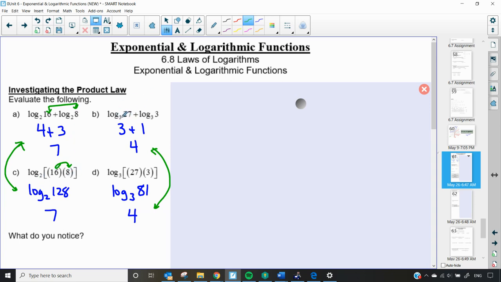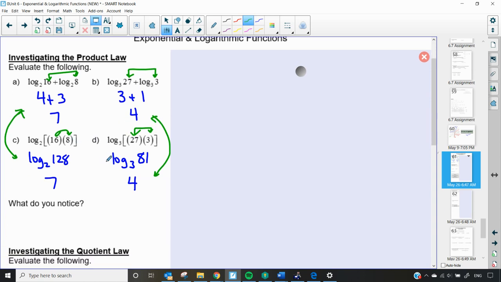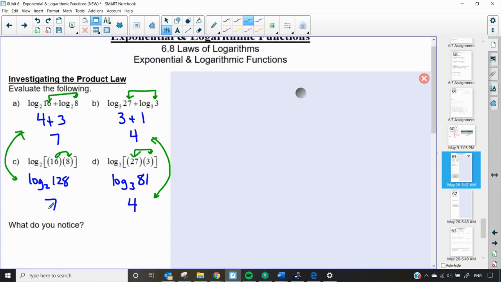And then over here we have log base 3 of 27 plus log base 3 of 3. Instead of adding our logarithms together, we can start off by multiplying our arguments. So that's our first law, and that's the product law. And so for the product law, what we're doing is multiplying our arguments when we have logarithms with the same base that are being added.